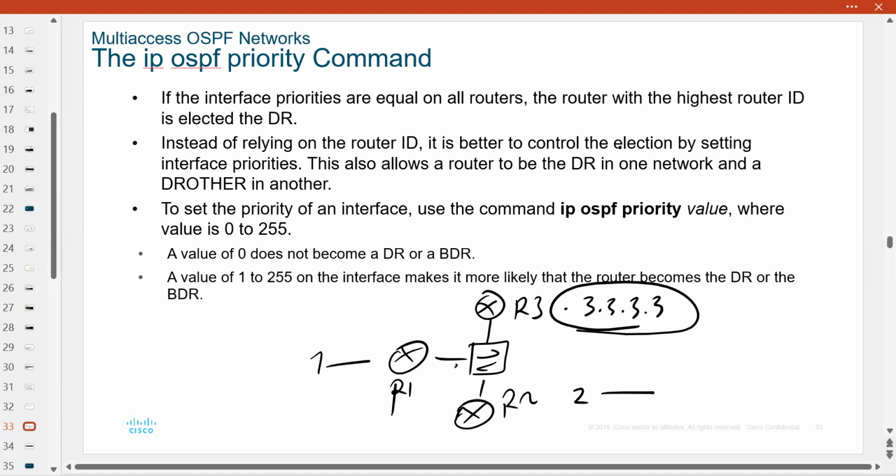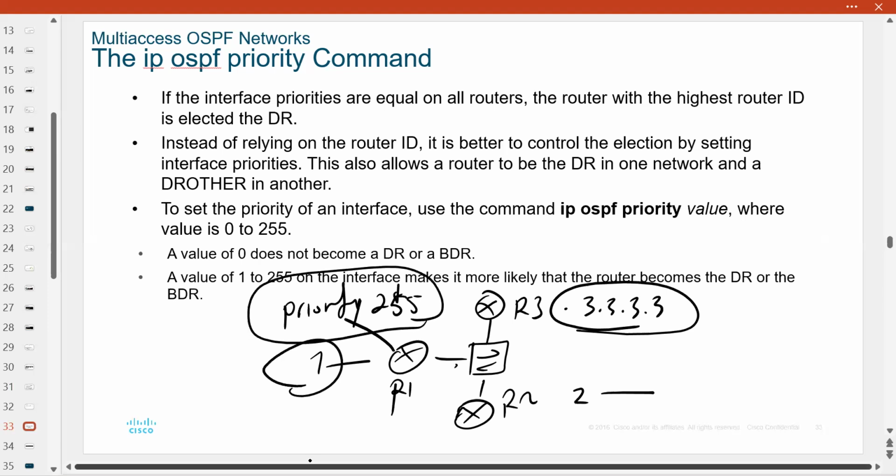But I can manipulate that process and change the priority values. I come to this router and I say priority is 255. It means that even if the router ID is lower than the others, it has a higher priority and will become the designated router after the election. So this is a way of manipulating. Even if the router IDs are there, you can manipulate which router is chosen as the designated router.